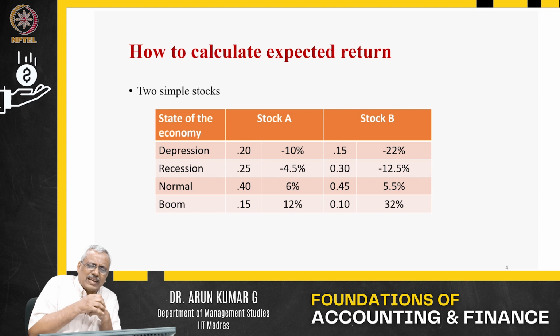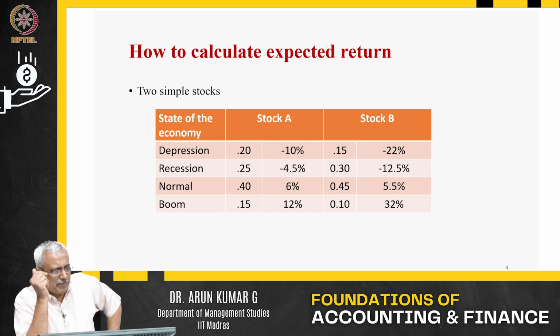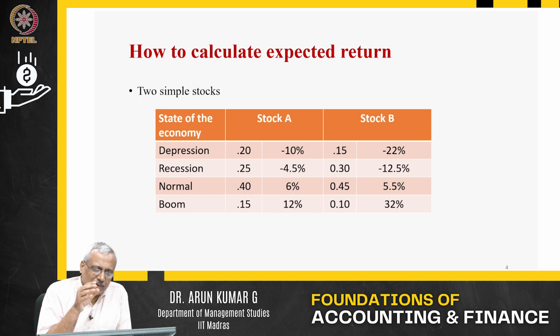I'm just taking an example. I've taken two simple stocks. There are states of the economy: depression, recession, normal, and boom period. The first column talks about the probability of depression occurring. There is a 20% probability that depression will occur, 0.2. If there is a depression, stock A will give me a negative return of 10%, and for stock B the depression probability is 15%, and it will give a negative return of 22%.